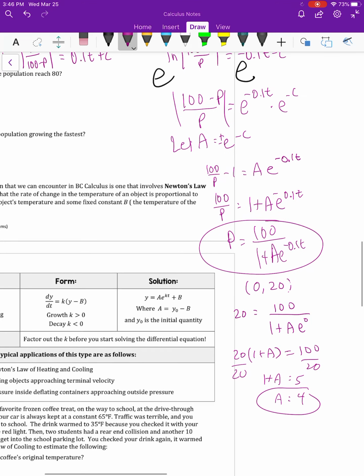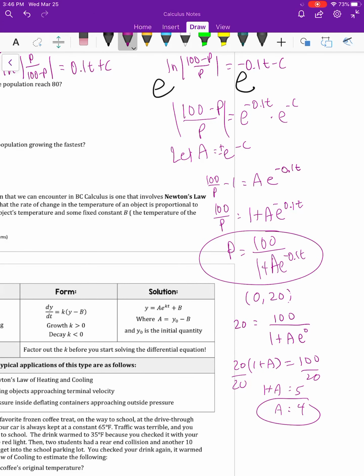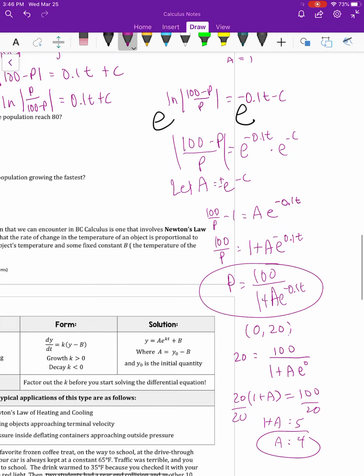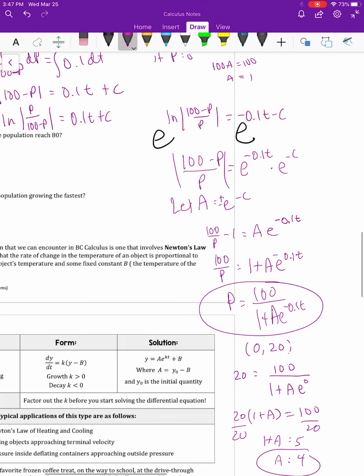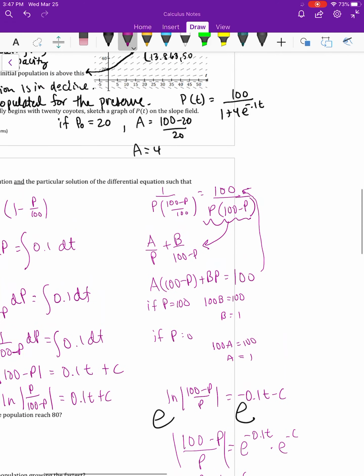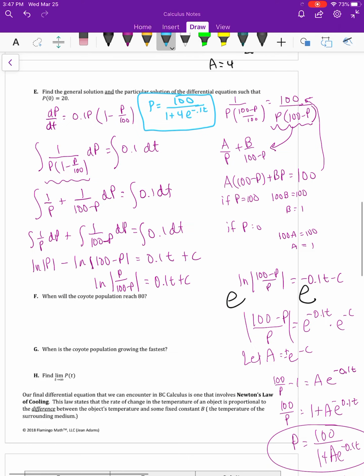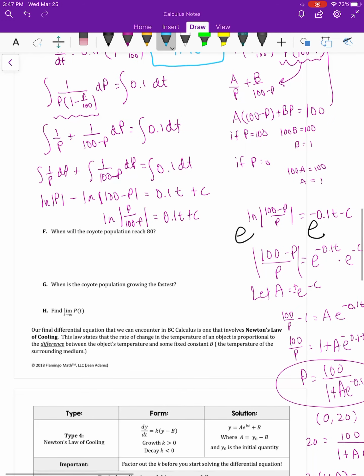We've got this value with this equation, and we put that all together, and that would be our particular solution, because they've given us that starting point. So up here, our final answer, I'll put in blue. We've got as a final answer P equals 100 over 1 plus 4e to the negative 0.1t. That's our particular solution with that value.